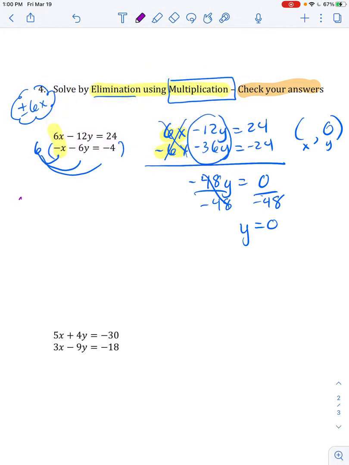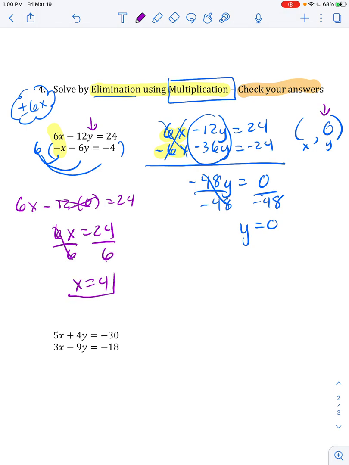I can take either equation, so I'll just use the top. I need to put in for this y the y value that I got, which happens to be 0. So negative 12 times 0 becomes 0. When I divide by 6, I get an x value of 4. So this is my solution set right here.